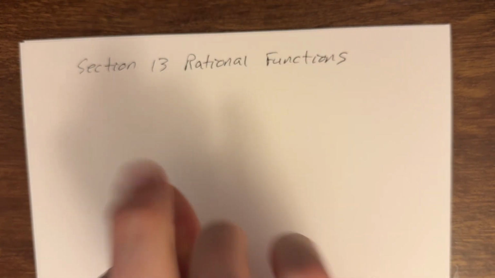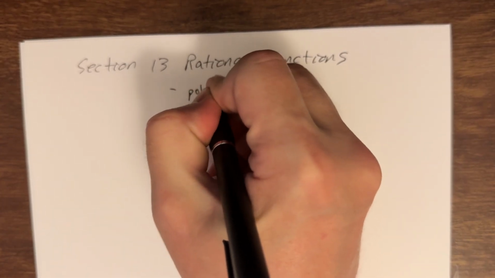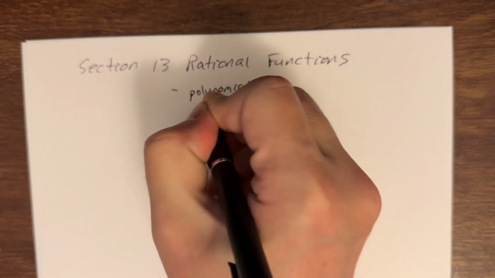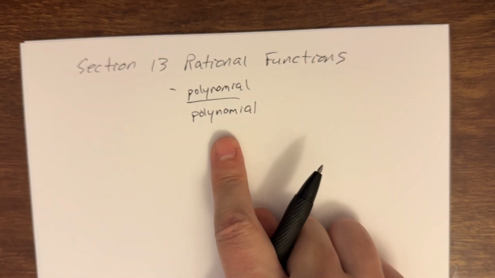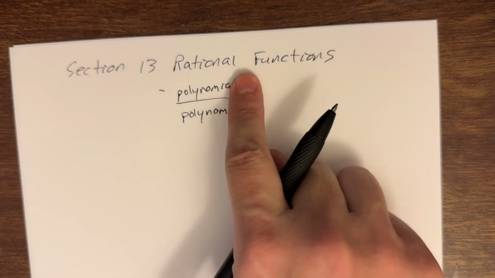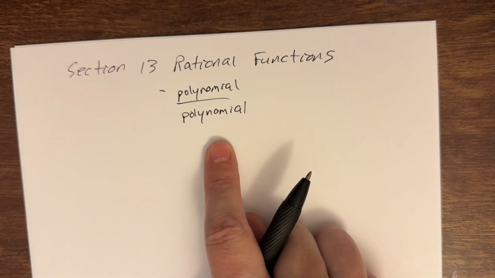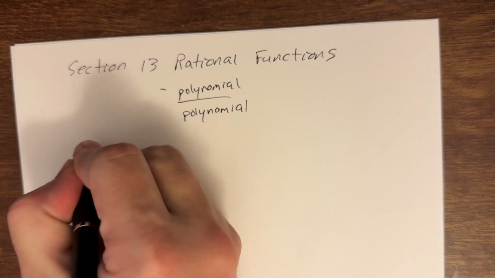Well, a rational function is defined simply as a polynomial over another polynomial. So we spent all our time working with polynomials, and now when we see these rational functions, our book suggests that when we hear the word rational in math, we should think of fractions. We're getting this type of fractional setup.